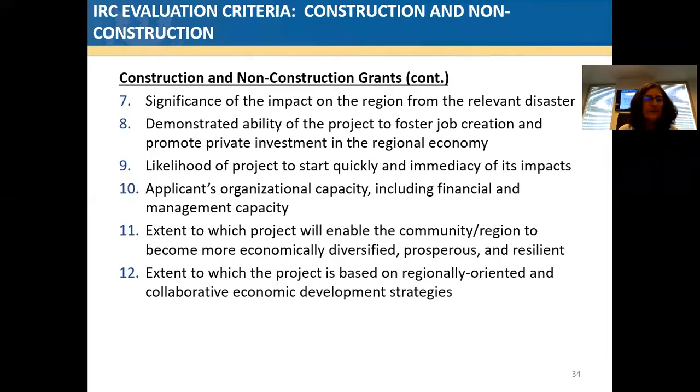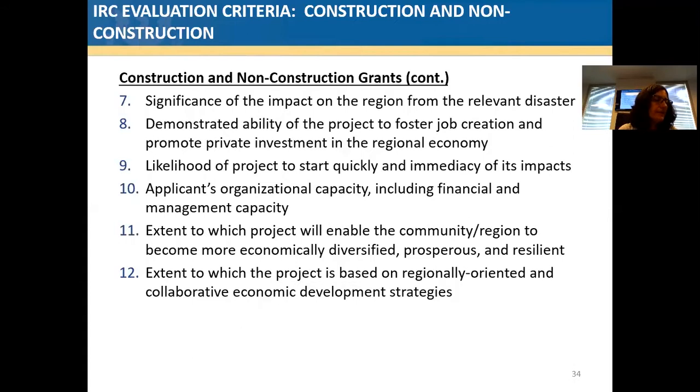Number 11, we've talked quite a bit about resiliency. So that's the extent to which the project will enable the community or region to become more economically diversified, prosperous, and resilient. And to EDA, we talk about resiliency in terms of economic resiliency. It covers some of the traditional kind of physical resiliency that some other agencies are focused on, but it also adds a layer of how would the economy be able to bounce back after another disaster. So we talk a lot about economic diversification. We talk about workforce.